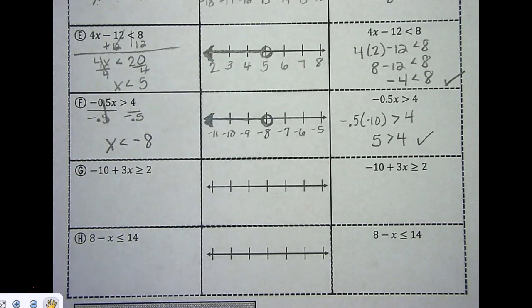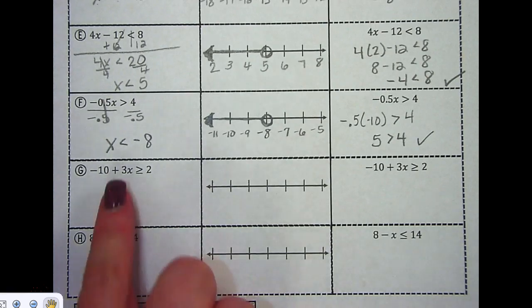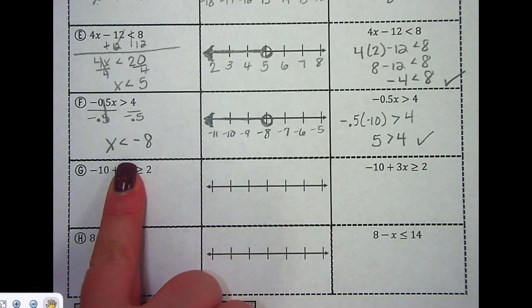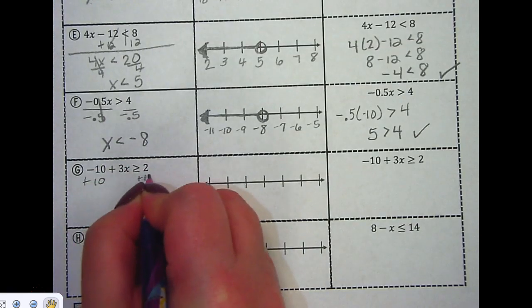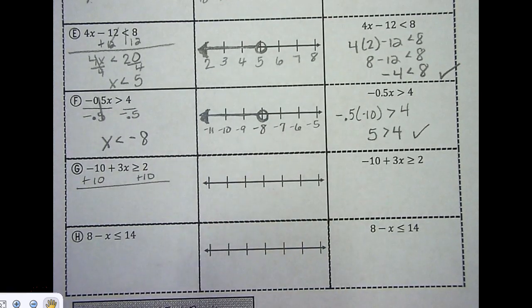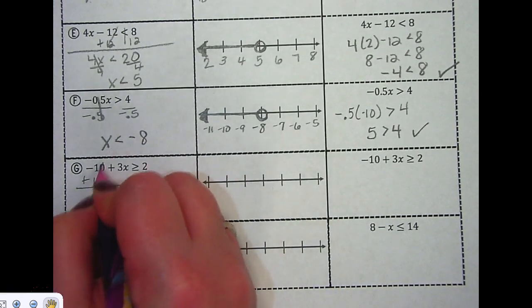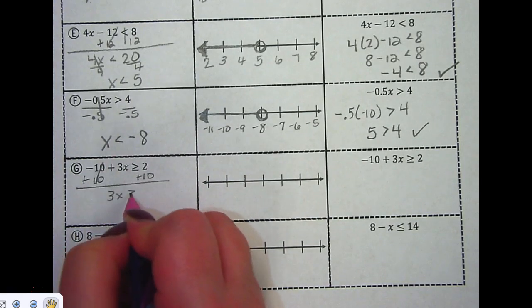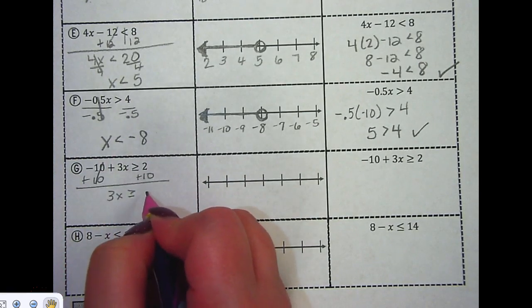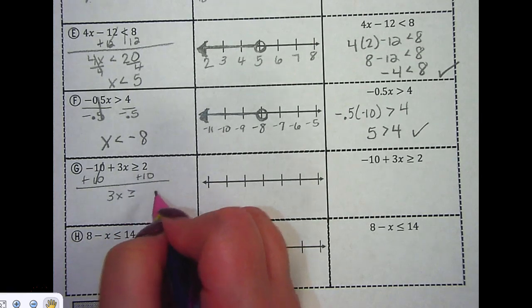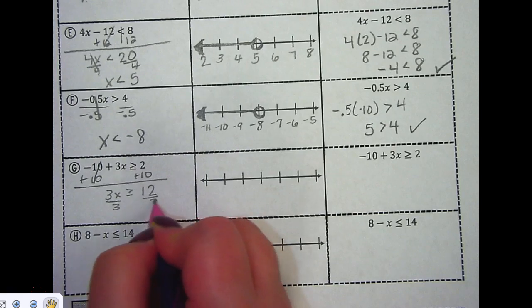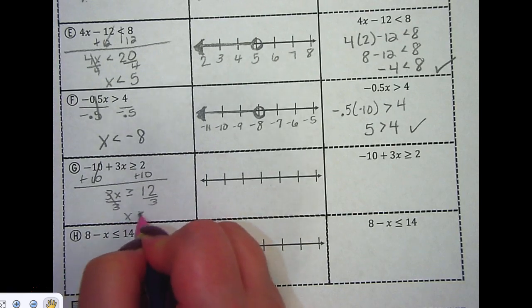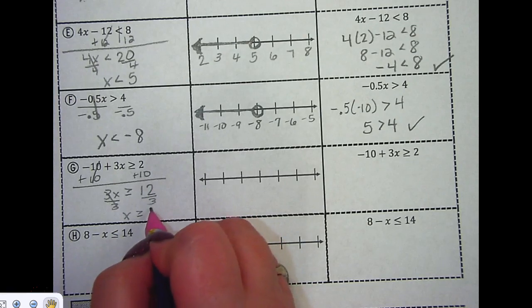Okay, number or letter G. What's the first thing I need to do? It looks a little different than some of the others. But remember, we want to save the coefficient with the variable till last. So we need to add 10 to both sides. Do I flip the sign? Nope. Okay. We're left with 3x is greater than or equal to 2 plus 10 is 12. Divide by 3, divide by 3, and I'm left with x is greater than or equal to 4.